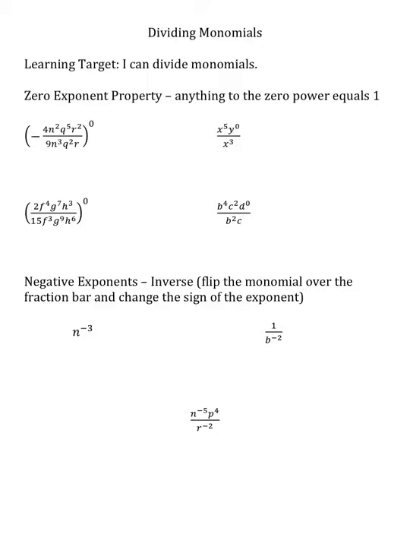Okay, we are going to continue looking at dividing monomials, but now we are going to think about monomials that might have zero exponents or negative exponents. Well, first of all, the zero exponent property tells us that anything, and I repeat, anything to the 0 power equals 1. We've seen this with numbers and variables, but now let's look at it with monomials.